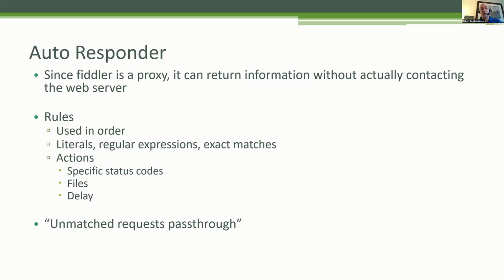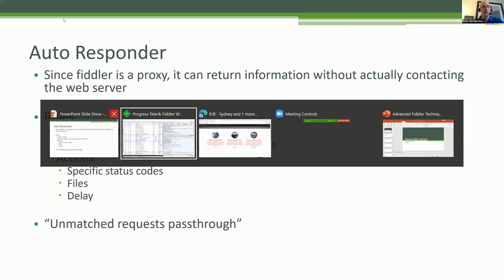Another cool feature is autoresponder. Again, because Fiddler is a proxy, I can actually say the client makes a request. I can make Fiddler return the entire response if I want, or do a lot of other things and make changes. So there's some rules I can set up within this autoresponder. So let's take a look at what those would look like.